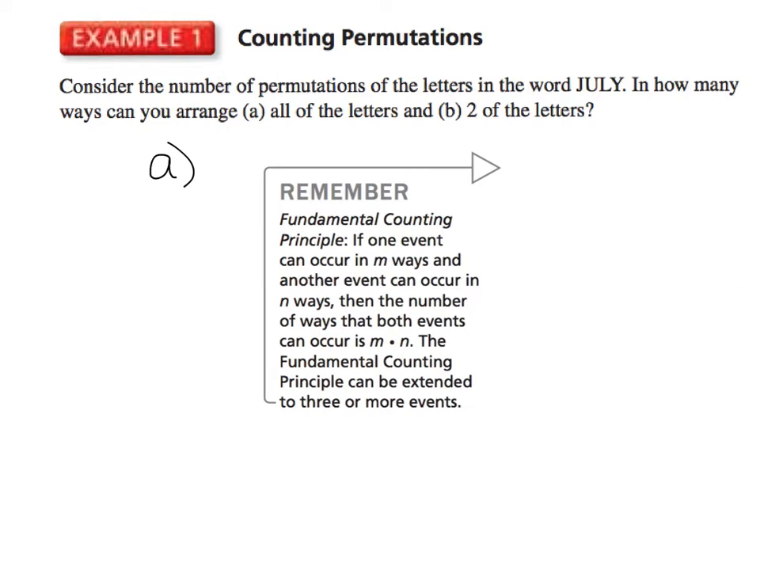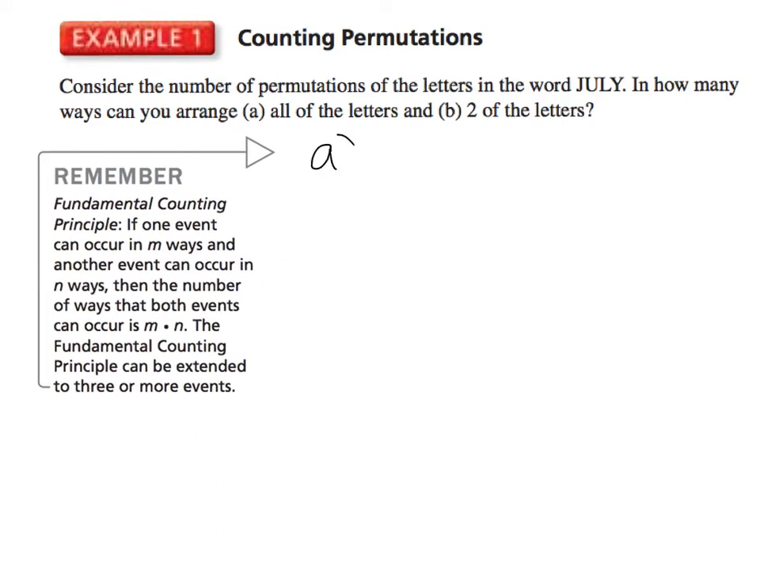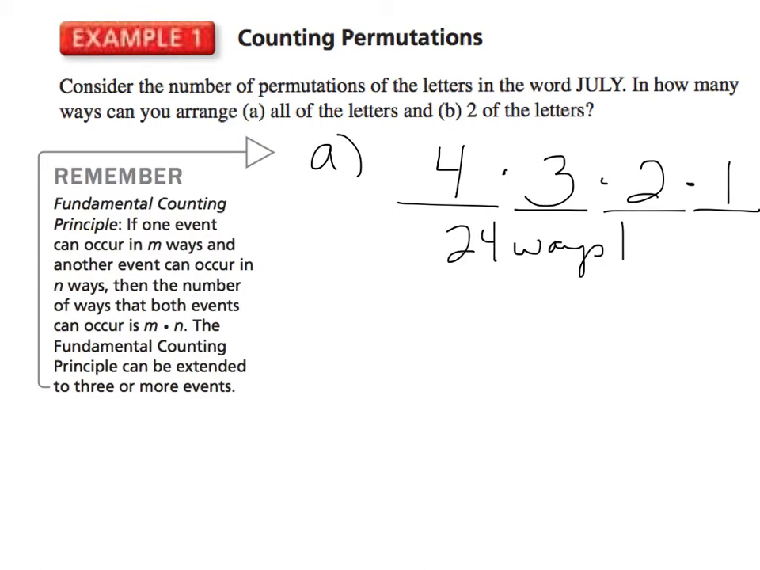Here it is. Remember, the fundamental counting principle is if one event can occur in m ways and another event can occur in n ways, then the number of ways that both events occur is m multiplied by n. The fundamental counting principle can be extended to 3 or more events. So think about it. If I have 4 letters and I can arrange them in any order, how many letters can you pick for the first space? 4. We're using the fundamental counting principle. Multiplied by 3 letters left, multiplied by 2, multiplied by 1. So there are 24 ways that we can arrange the 4 letters in the word July.